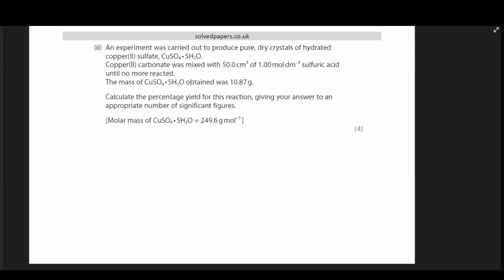All right, I hope you have read this. So they told you to basically find what? They told you to basically find the percentage yield for this reaction. At first, let us calculate the moles of sulfuric acid with the provided data.